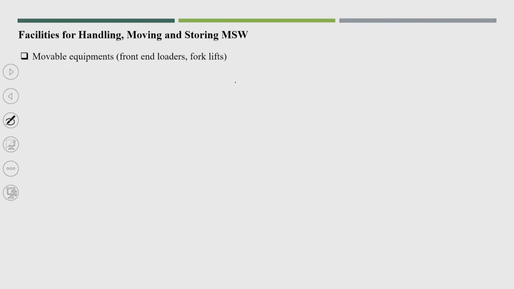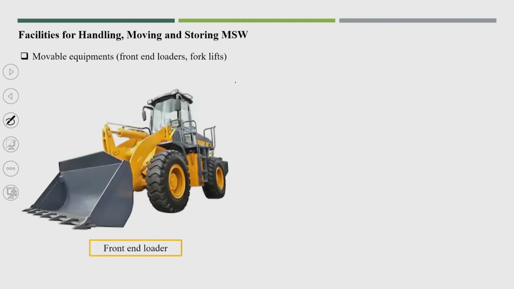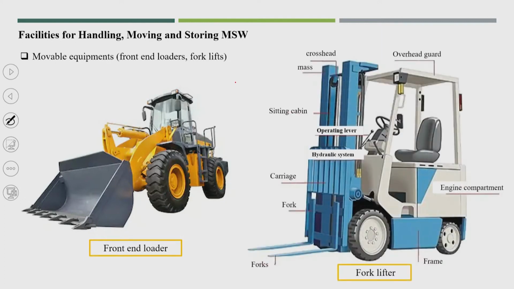So, next are the movable equipments like front end loaders and forklifts. These kinds of equipments will always be required. So, this is a forklift. This is especially required for the storage of the material.